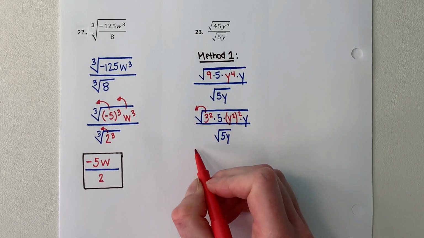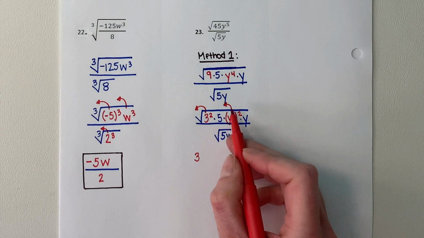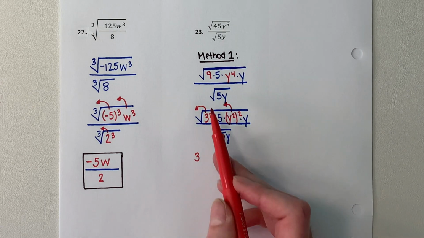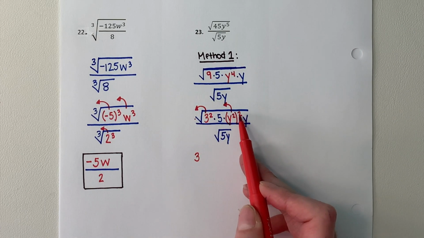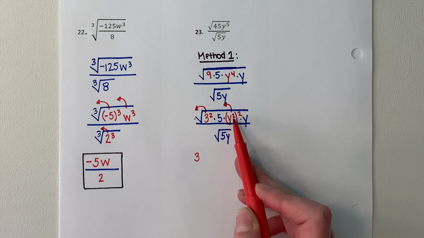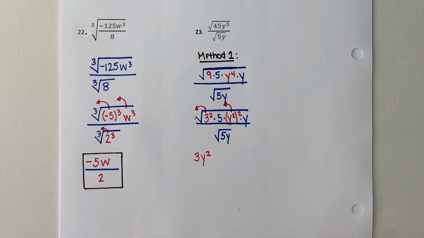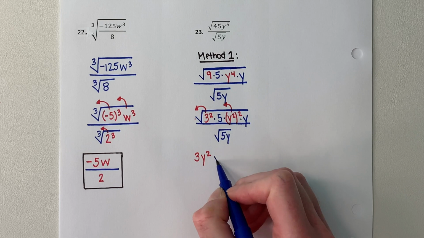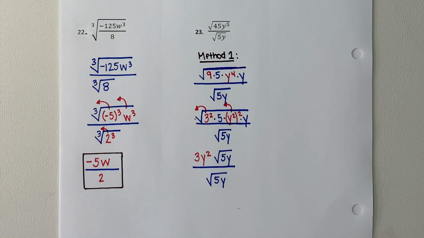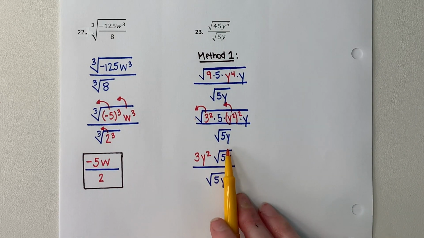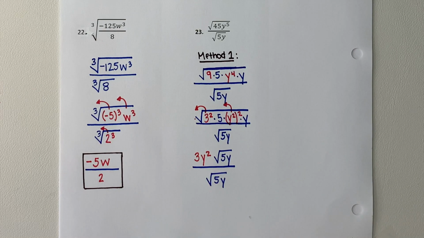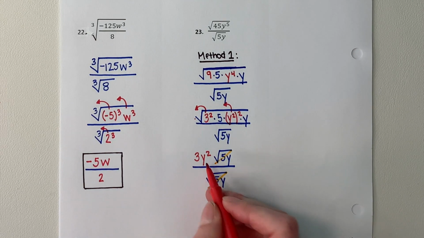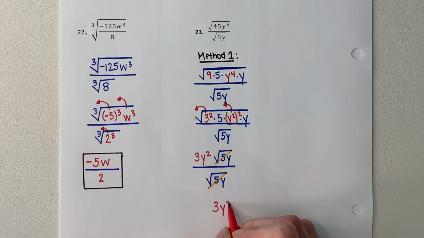Now we'll pull the 3 out of the radical, and we'll pull the y squared out of the radical. Now this square root cancels one of the squares, but not both. So we're left with just y squared. And then underneath the radical, we're left with 5 and y. Now notice here, we have the square root of 5y in the numerator and the square root of 5y in the denominator. So we can cancel that out, and that leaves us with our final answer of 3y squared.